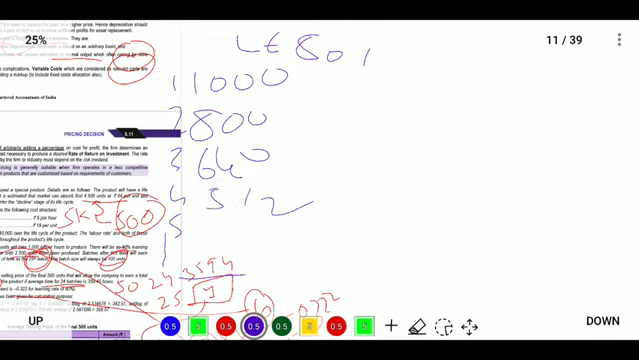So the first time we will take 1000 hours. The second time we will take 800 hours. For the third time we take 640 hours. For the fourth time we will take 512 hours. For how many products are we providing? 100 products each time.